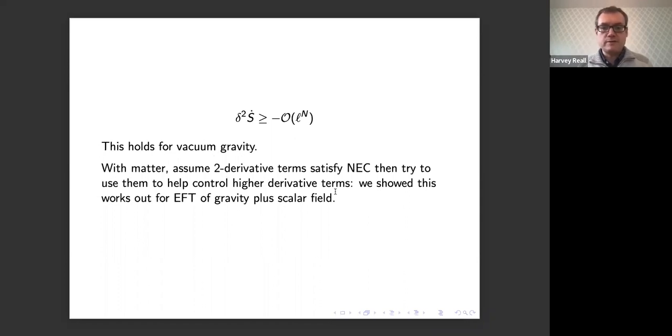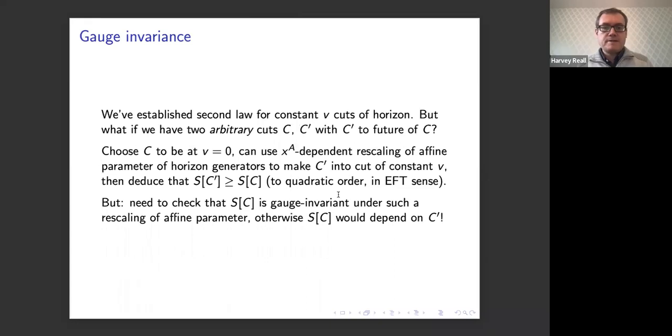So we expect it to hold for a wide class of interesting effective field theories. Okay, so let me come to some issues with this, or questions about this approach. So one is gauge invariance. If you're paying close attention, you'll have noticed that the second law that we've proved, and this is the same for Aron-Wall's approach, is a second law that holds for constant v cuts of the horizon.